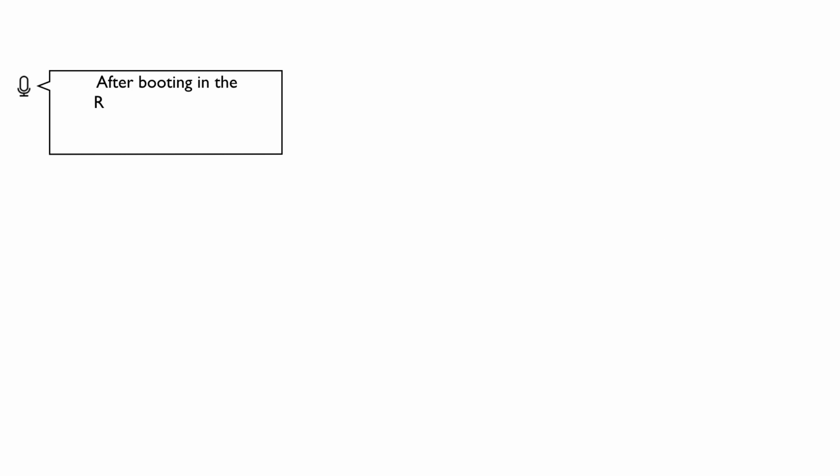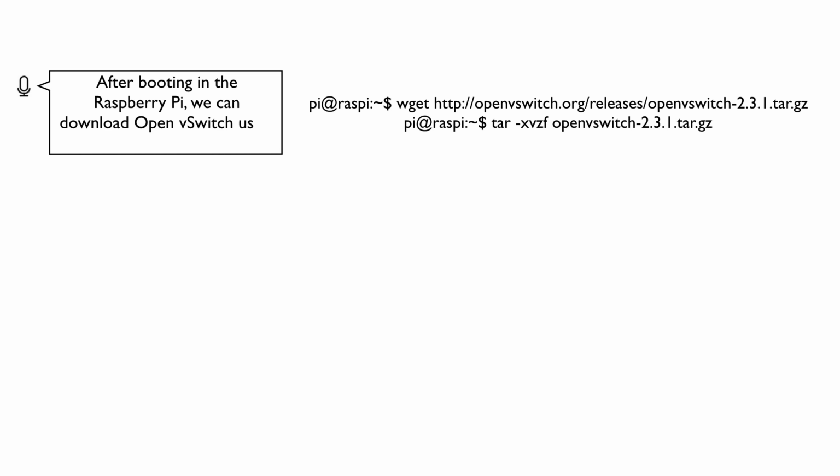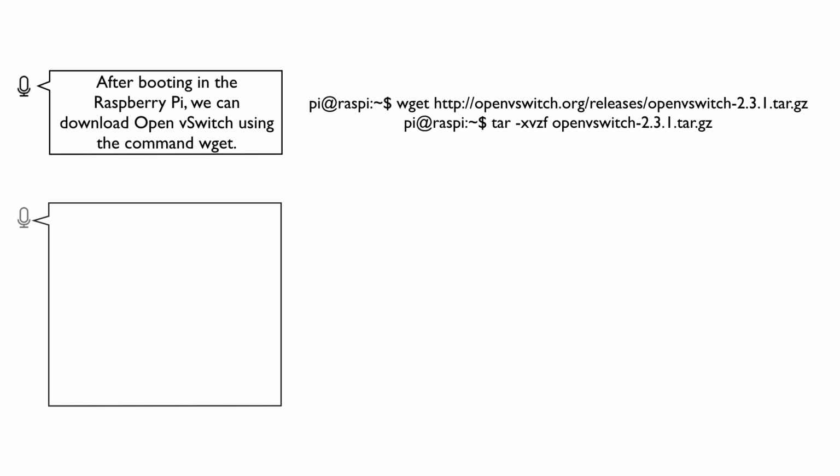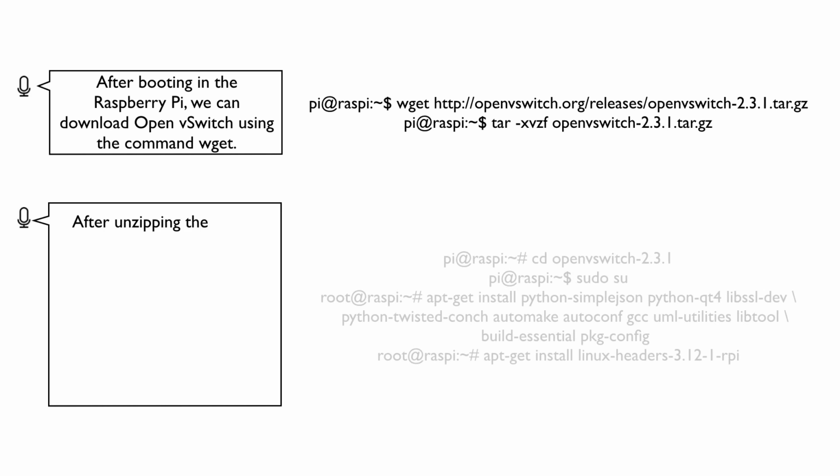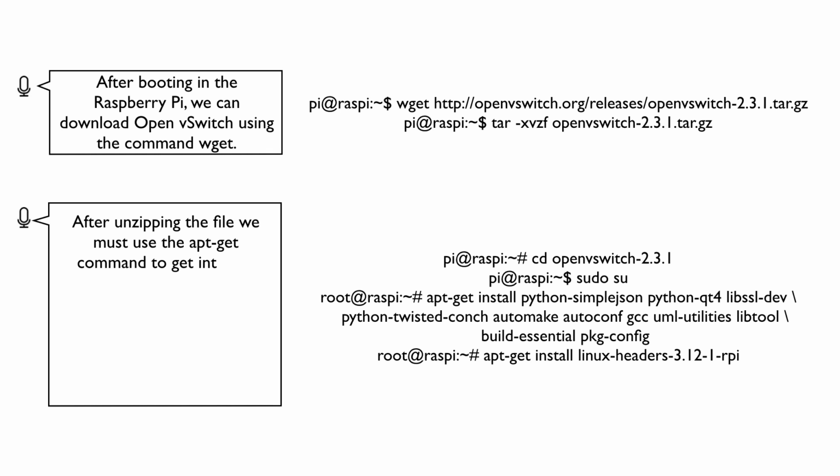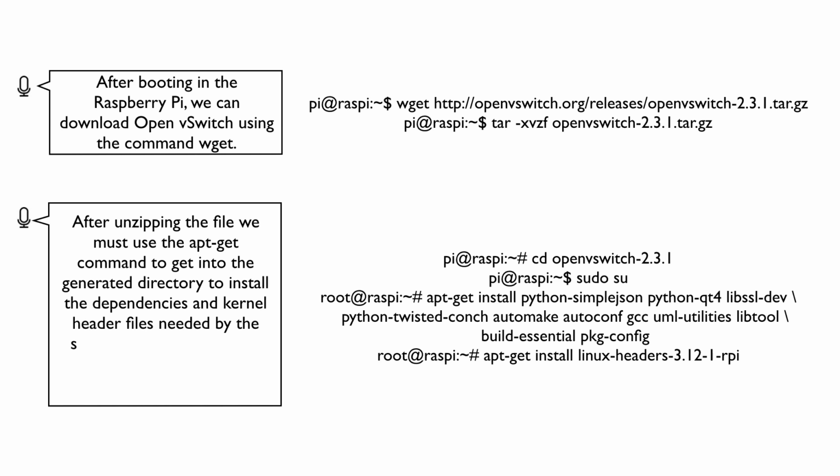After booting the Raspberry Pi, we can download Open vSwitch using the command wget. After unzipping the file, we must use the apt-get command, once inside the generated directory, to install the dependencies and kernel header files needed by the source code. Note that we will need superuser privileges.